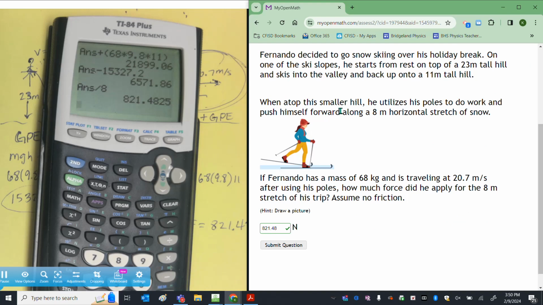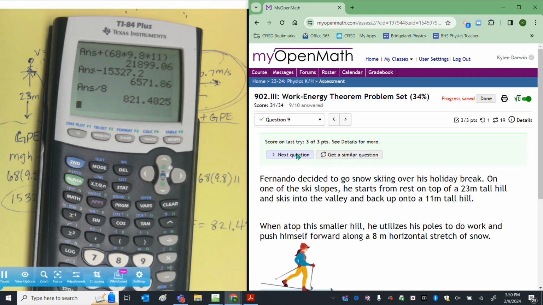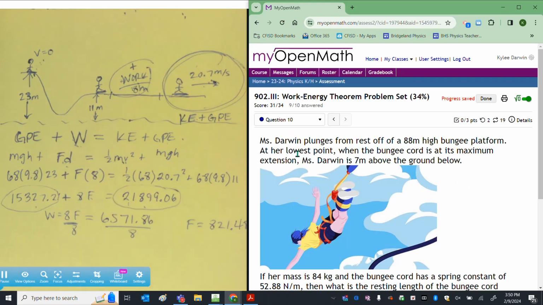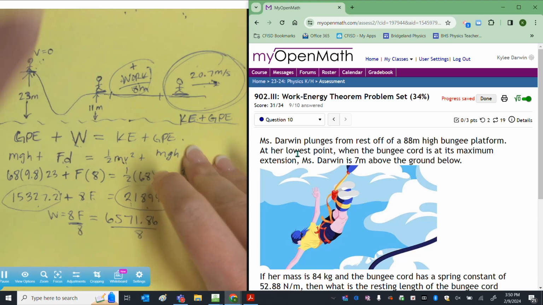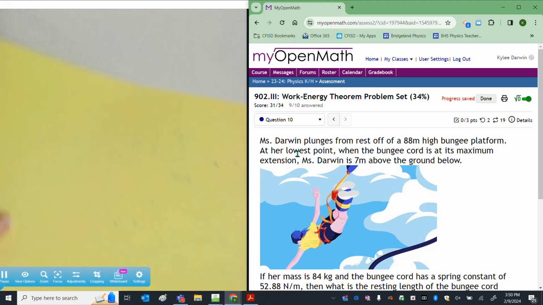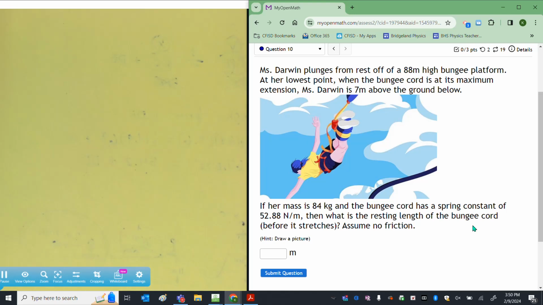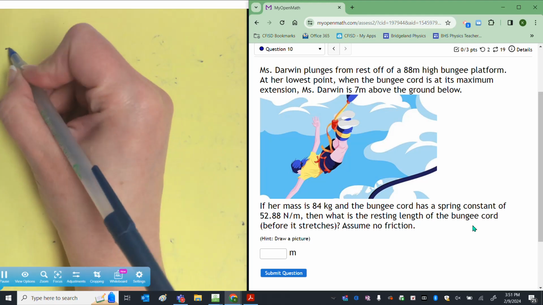All right, last question, and this for some reason was the hardest for most of you guys. If you had issues, it seemed to be overwhelmingly with this problem. It says, Miss Darwin plunges from rest off of an 88-meter high bungee platform. I'm going to draw a picture. If you didn't notice that in the last one, that theoretically helped you.